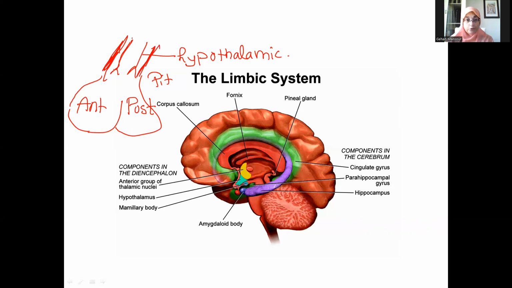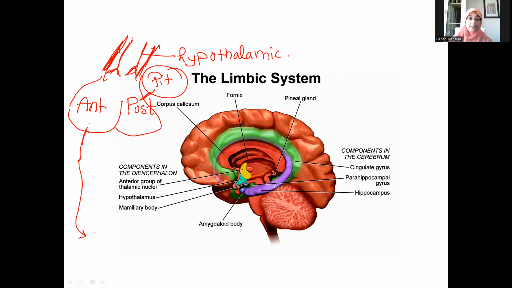See how the terminal ends of the neurons of the hypothalamus are connected to the anterior and posterior lobes of the pituitary gland. This is the pituitary gland. The anterior lobe of the pituitary gland secretes releasing and inhibitory hormones.